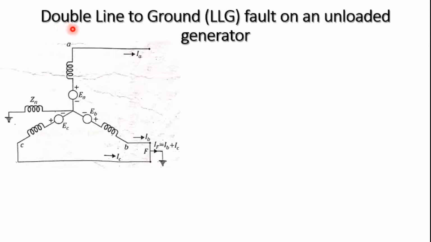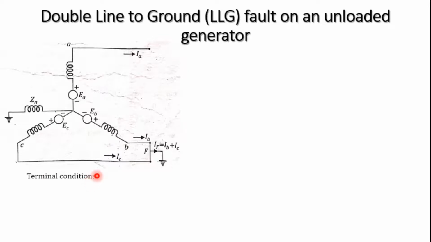Consider next a double line-to-ground fault on an unloaded generator. Consider this figure: there is a fault between phases B and C, and it is grounded because it is a double line-to-ground fault. We can also notice that it is grounded through a neutral impedance. Based on this, we can write the terminal conditions.